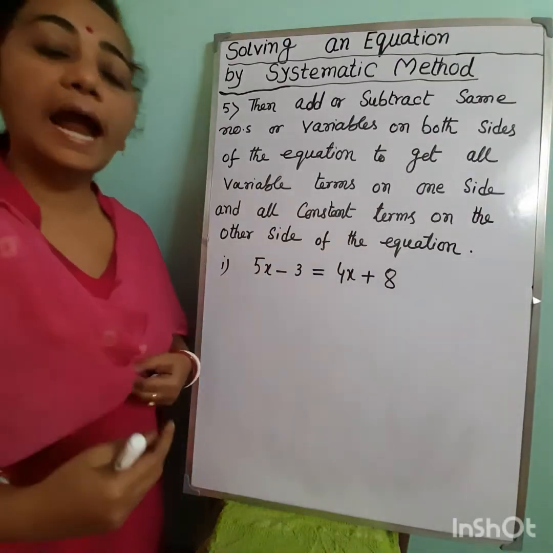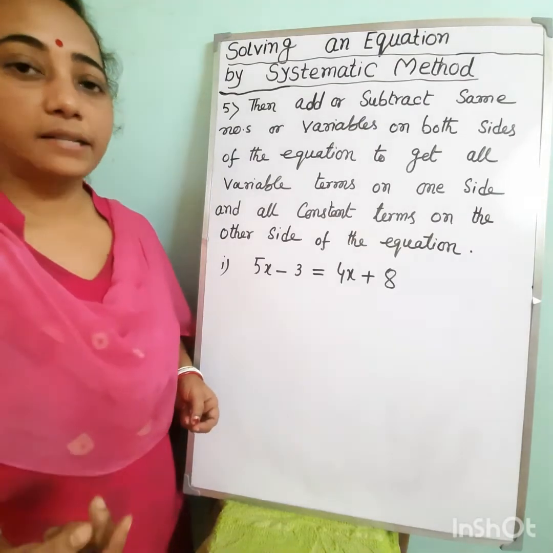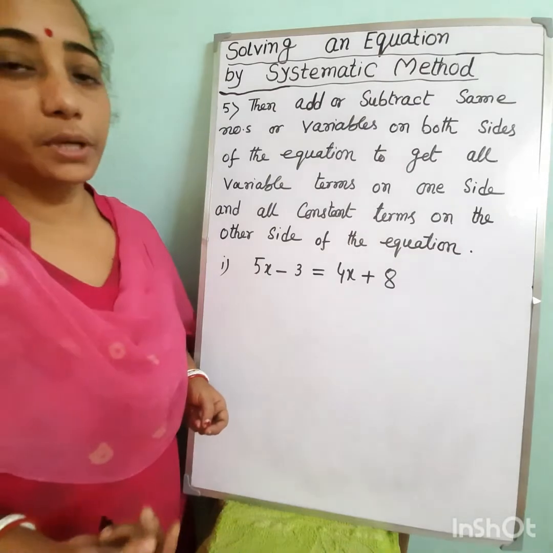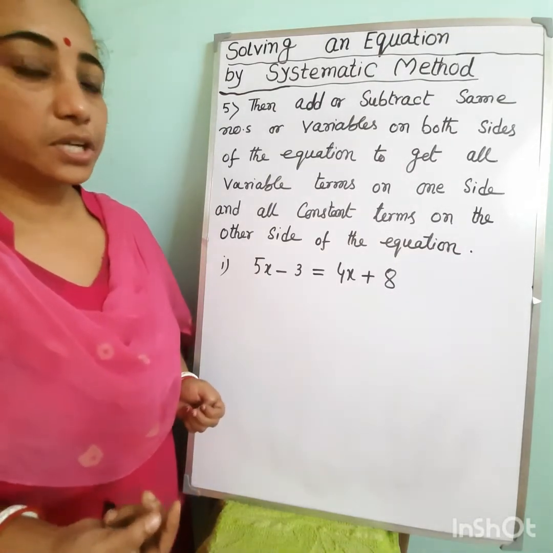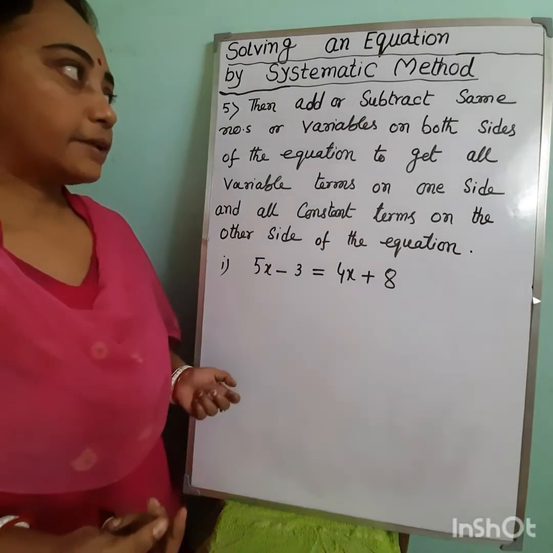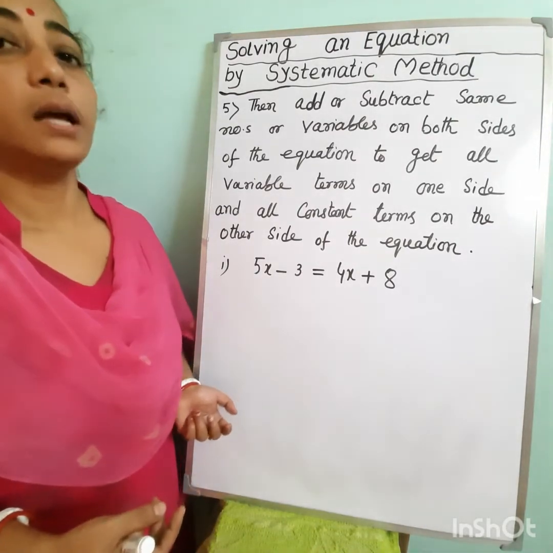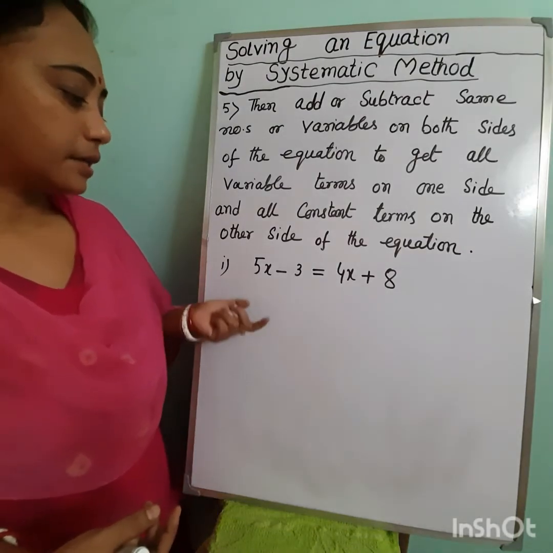That means if we add the same number or the same variable on both sides of the equation, the equation remains the same, it does not change. On the other hand, if we subtract the same numbers or variables on both sides of the equation, it remains the same, it does not change. Let's see one example.